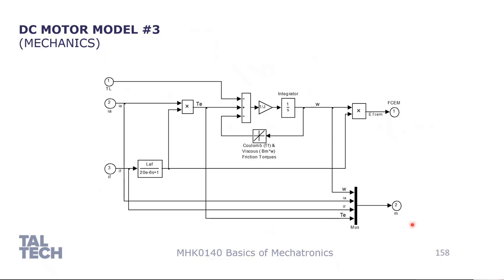In our model, what we have done in this example, we have a separate module to measure all these values. So you see, we can have here an external output to measure the angular velocity, armature current, field current, and electromagnetic torque produced by the machine itself. This is important if you would like to describe the performance, how the system is done.